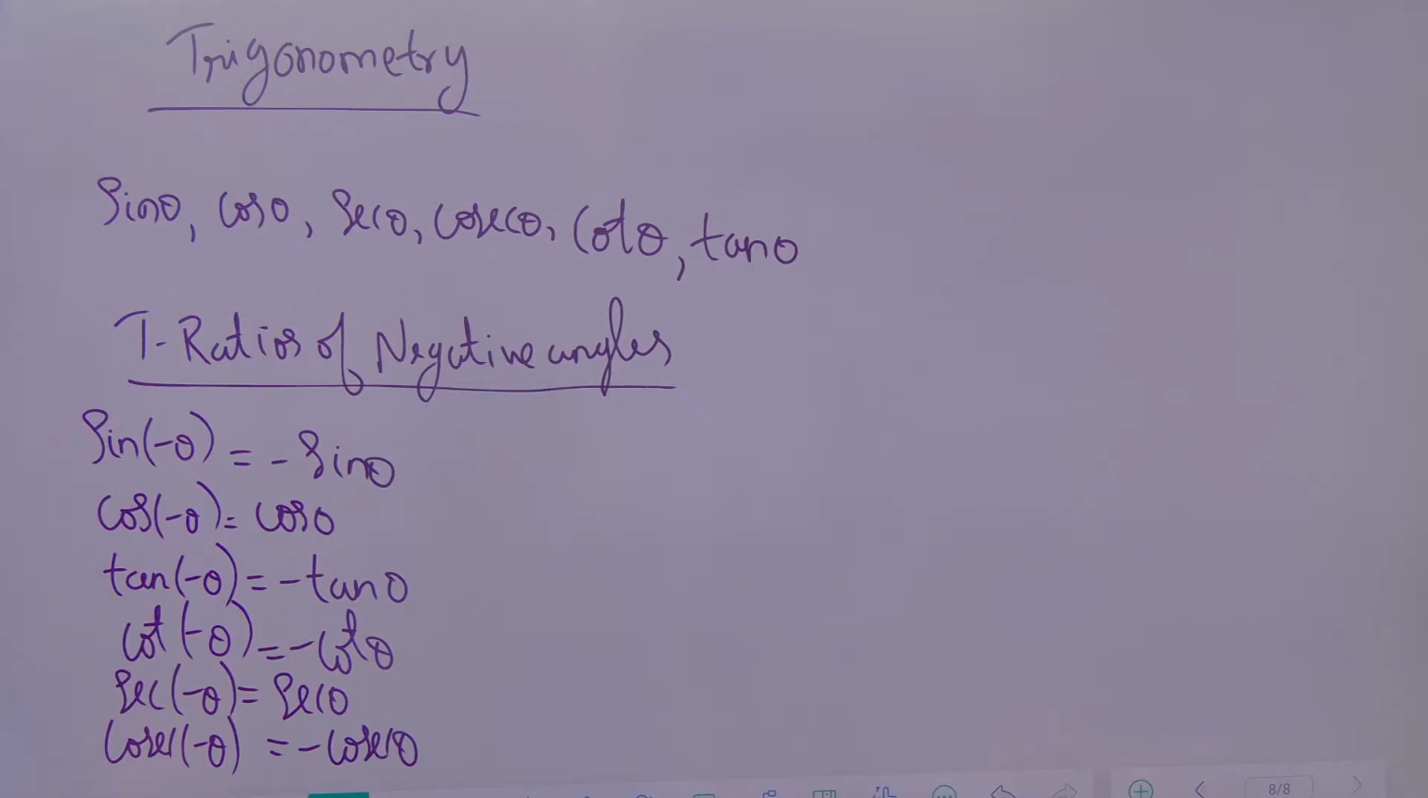This is important, you know this. So sin of minus theta, tan of minus theta, cot of minus theta, cosecant of minus theta will have minus in the answer. Minus comes outside. In cos and secant, minus does not come out. It will become positive. That's all. Understood? These two you have to remember.